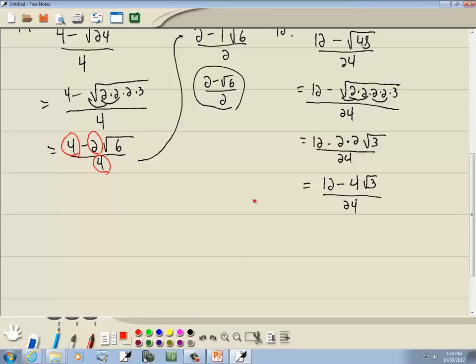Again, they should call this the 3-number rule or something. But if you can divide this number, and this number, and this number by the same number, do so. And those are all divisible by 4. 12 divided by 4 is 3 minus 1 square root of 3 over 6. Which gives us 3 minus square root of 3 over 6. And that's our answer.